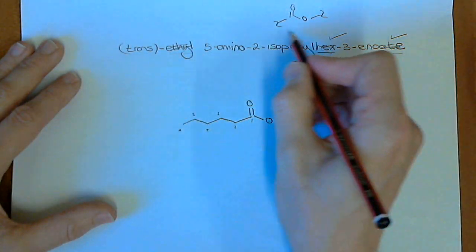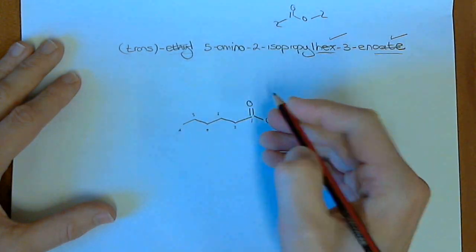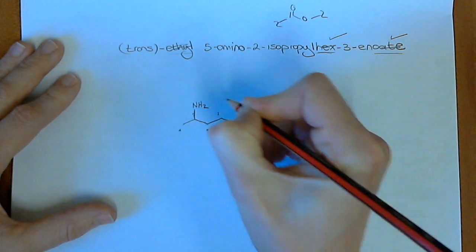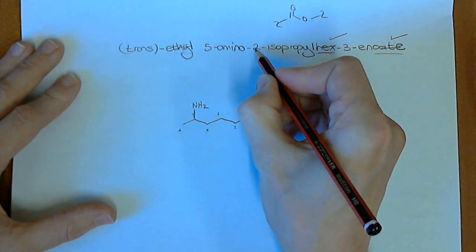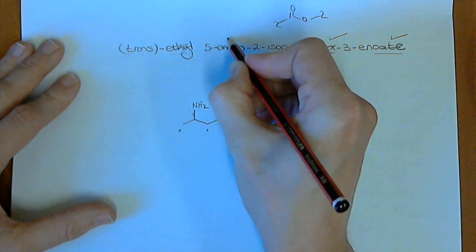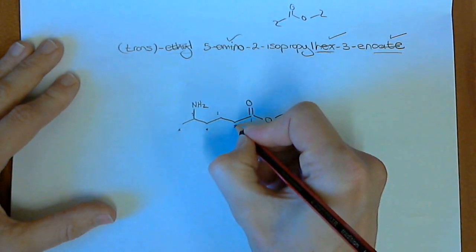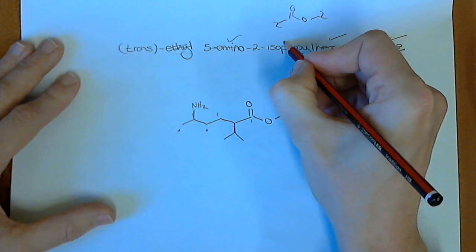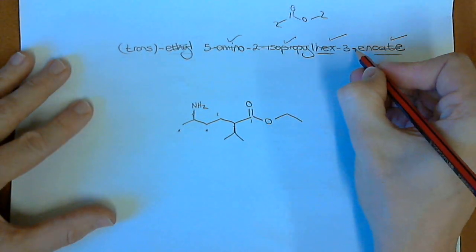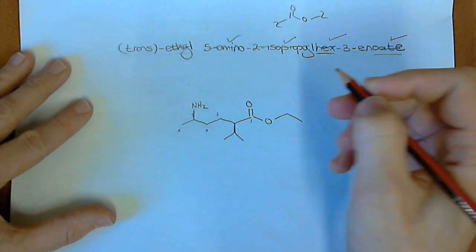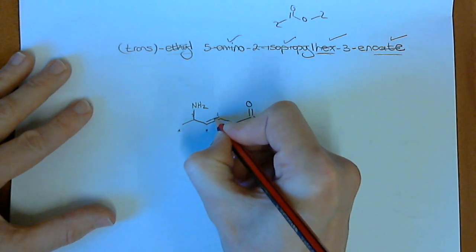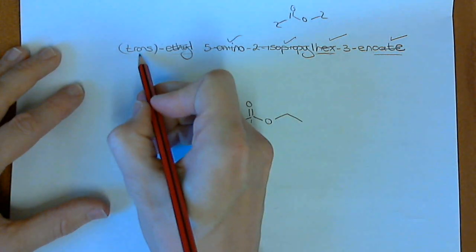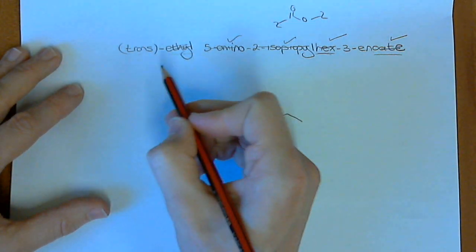And we now start filling in all the rest. On position 5, we have an amino group. So there, it's an NH2. On position 2, we've got an isopropyl group. All right, here's position 2. This is an isopropyl group. Check, we've done that. On position 3, we've got an ene, a double bond. So between 3 and 4, we must have a double bond. And now, because we've got a double bond, this information over here starts to make sense.